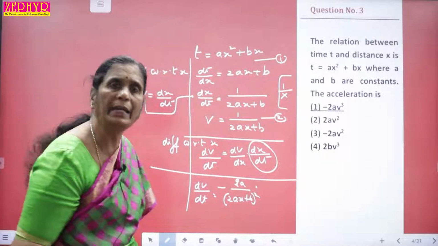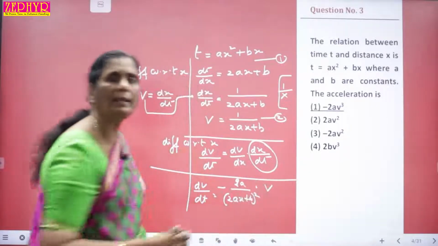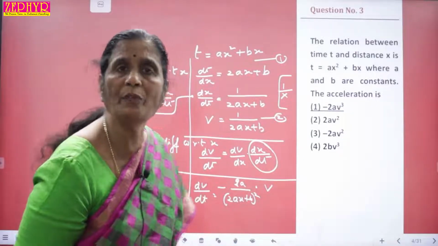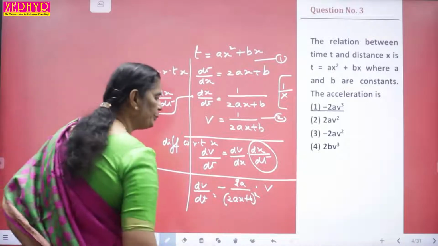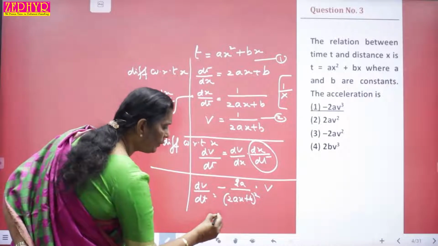What is that? dx by dt. How do you write dx by dt? We can write it as v, like that. Because the answer should be in terms of v. So I write it in terms of v. And now you can substitute the values.